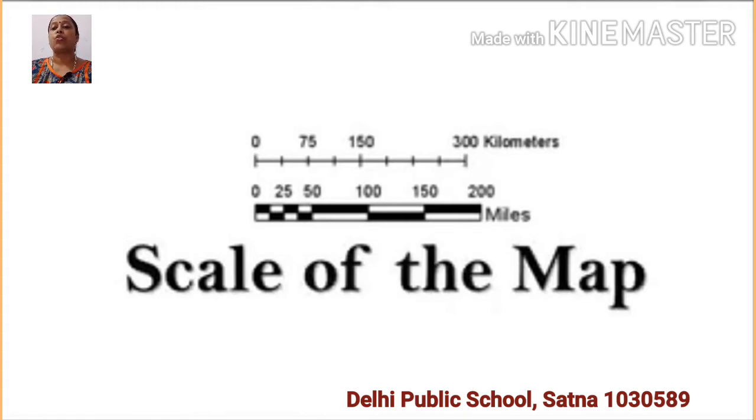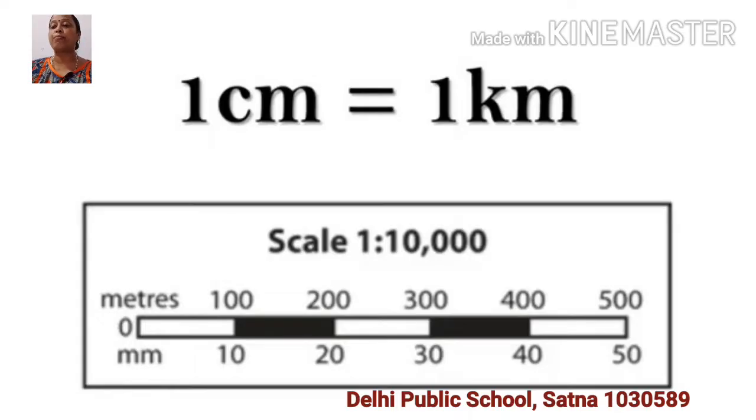This can be shown in many ways. Now you have to understand how it is shown. The first way is by statement. It means if the actual distance of any two places on the ground is 1 kilometer and the distance between the same on the map is 1 cm, it means 1 kilometer will be shown as 1 cm. So we can say 1 kilometer on the ground represents 1 cm on the map. If the ground distance is, children, 1 kilometer, on a map it will be shown as 1 cm.